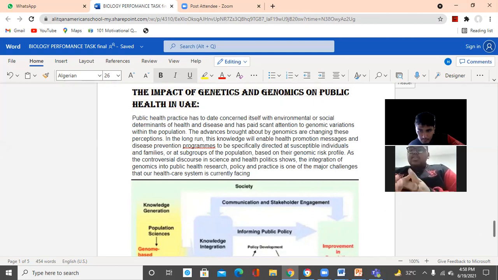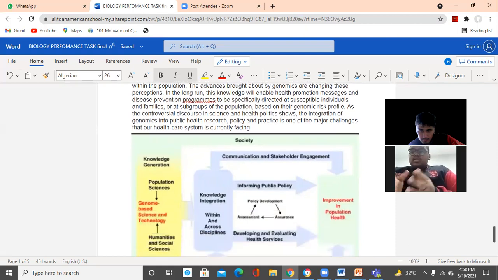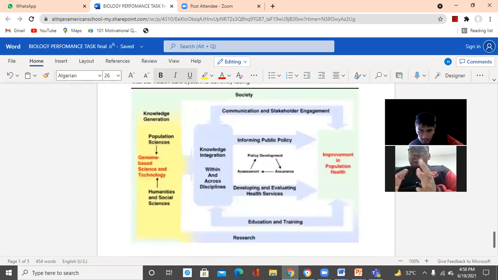As we can see in the following picture, here, this is our society. The knowledge integration within and across disciplines is connected to improvement in population health by education and training, and connected also by communication and stakeholder management.